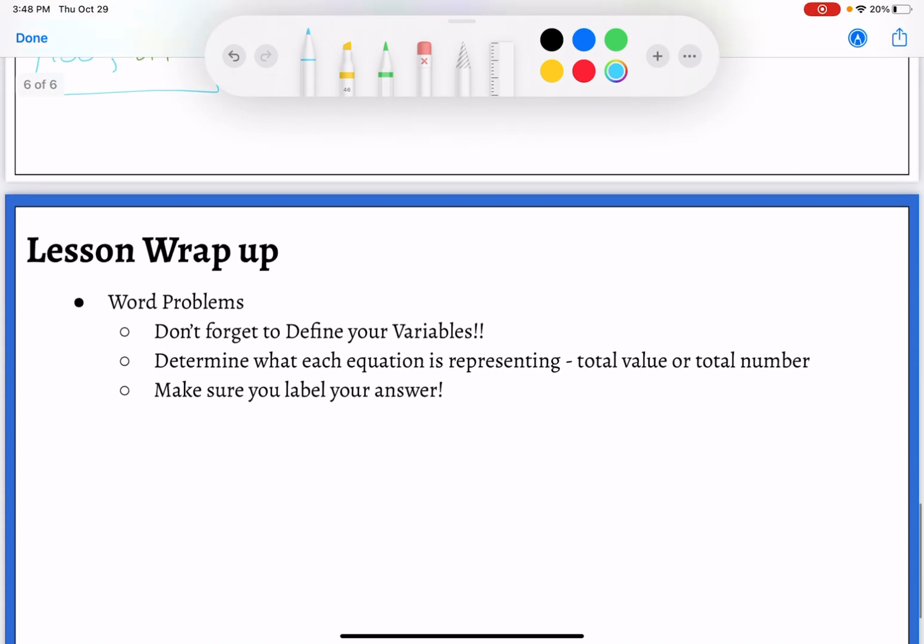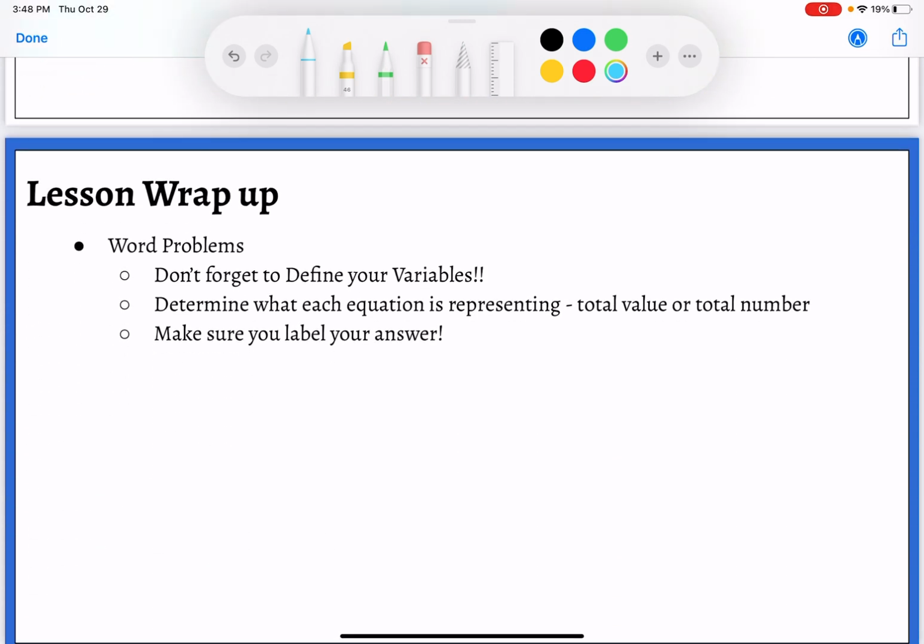All right, guys, I think we have now tackled all the different types of problems that we saw on that first day, and probably even more. So just don't forget to define your variables and be specific, right? Are you talking about the number? Are you talking about the dollars? Are you talking about the larger or the smaller, right? So be specific when defining your variables. If you need to, think about, is your equation representing total value or total number? And then make sure that you label your answers clearly whenever that makes sense. The only time you don't have to label your answers is when you're just talking about two numbers. Otherwise, you always need to label. All right, good luck with those word problems.